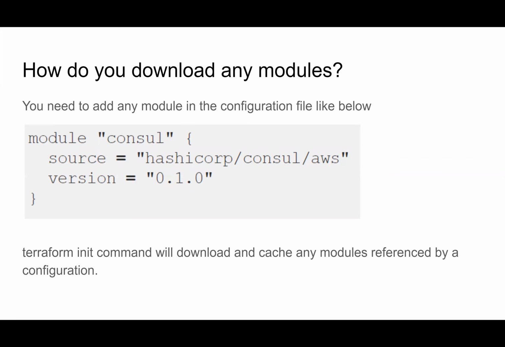How do you download any modules? You need to add a module in the configuration file, like shown below. So in this case, we're using a module consul, and we're specifying the source as hashicorp/consul/aws. The terraform init command will download and cache any modules referenced by the configuration.